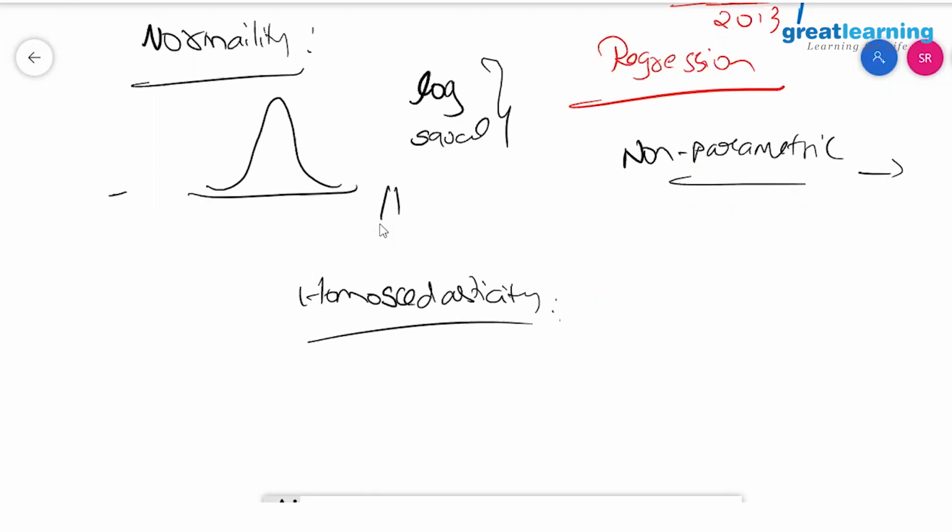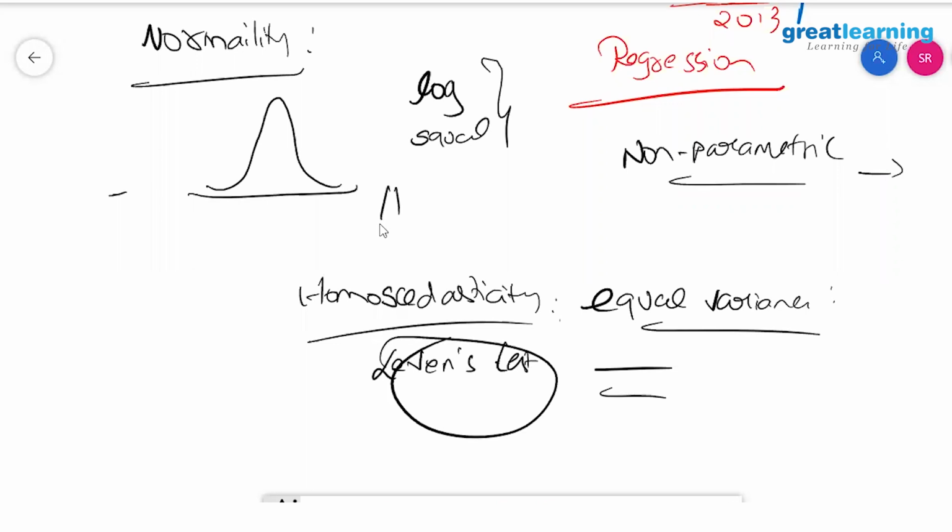Homoscedasticity. It assumes equal variance. Whatever variables you have taken, the variance is constant. The variance does not change. How do you check it? Using Levene's test, right? Variance of what? Variance of this error epsilon i, right?